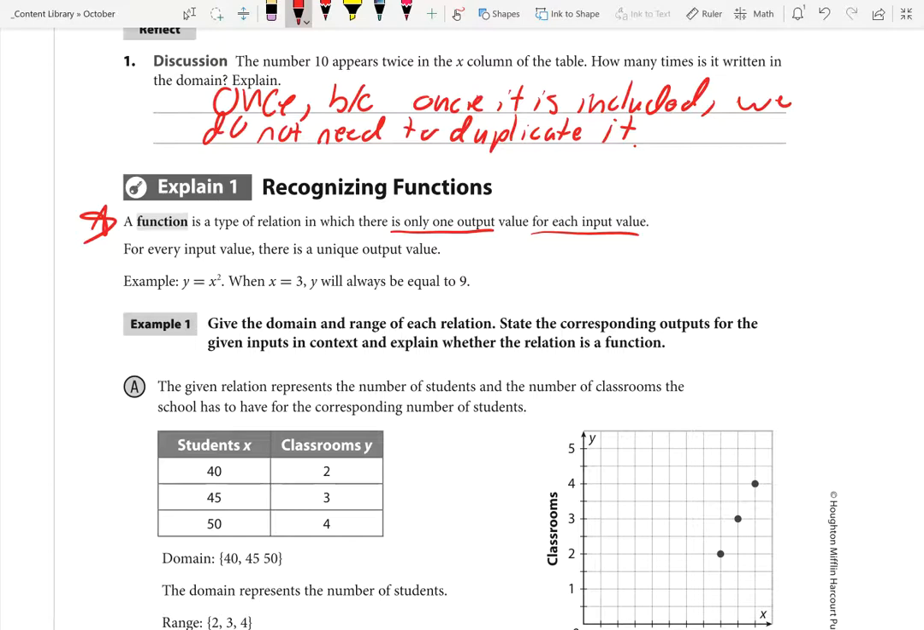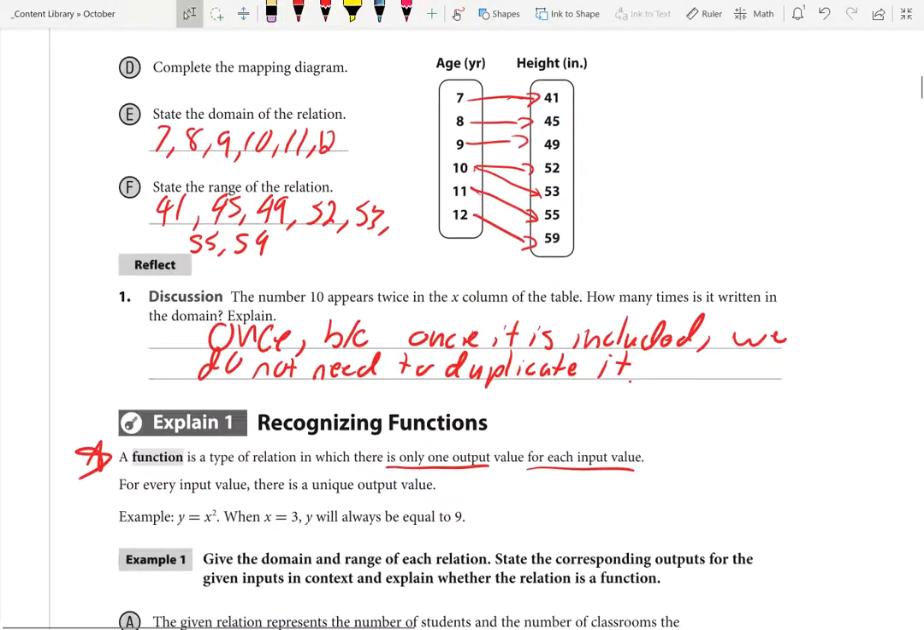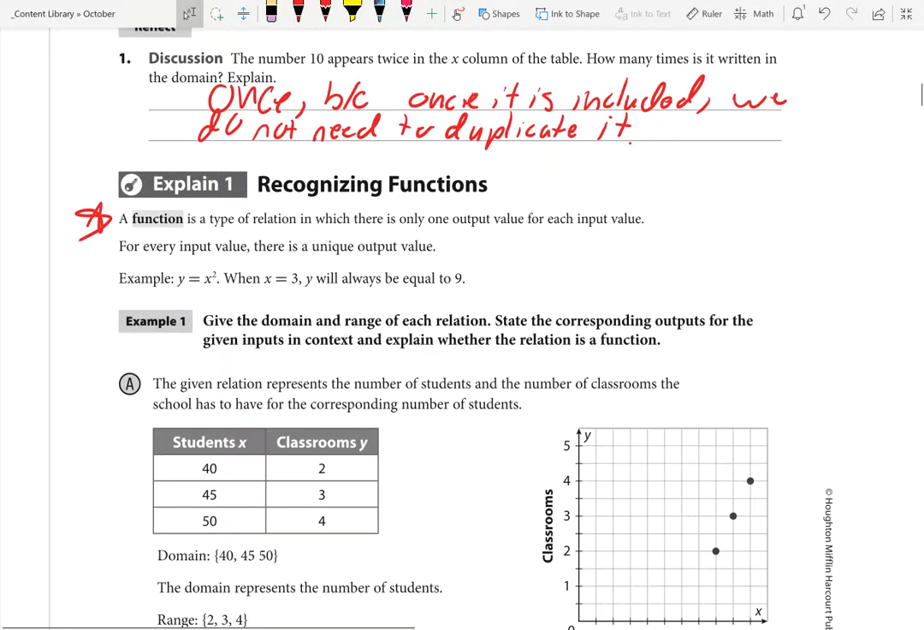Now, to illustrate what that looks like, if you look back at the previous example, this last example would not be a function. Here's the reason why. There's only one output for each input. The number 10 here, that input has more than one output. It's only supposed to have one output for each input. So that's the reason why that last problem would not have been considered a function.